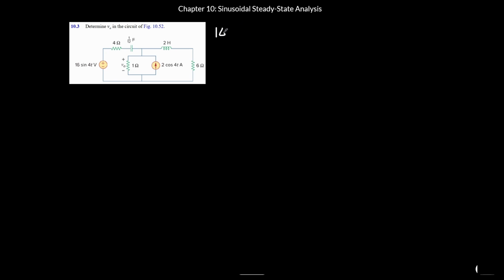So we want to convert this 16 sine 4t into a cosine function. Now, to convert any sine function into a cosine function, what we need to do is subtract 90 degrees. So that's exactly what we'll do here. We'll rewrite the 16, change the sine to cosine, leave the 4t as is, and simply subtract 90 degrees. Now, this is a lot easier for us to convert to polar, which is simply 16 with the angle of negative 90.